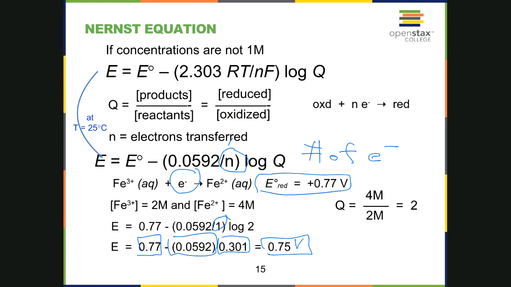So the value up here, where the concentrations were all 1s, is now 0.75 when the concentrations are 4 and 2. So that's how you use the Nernst equation. Has anybody got a question on that?